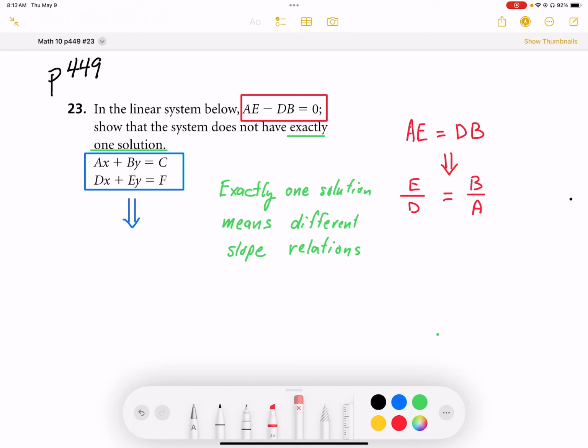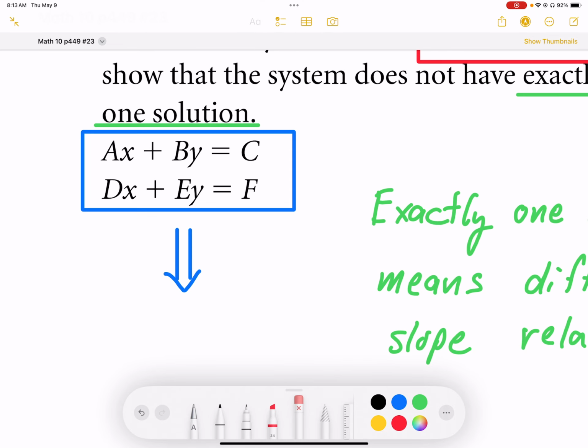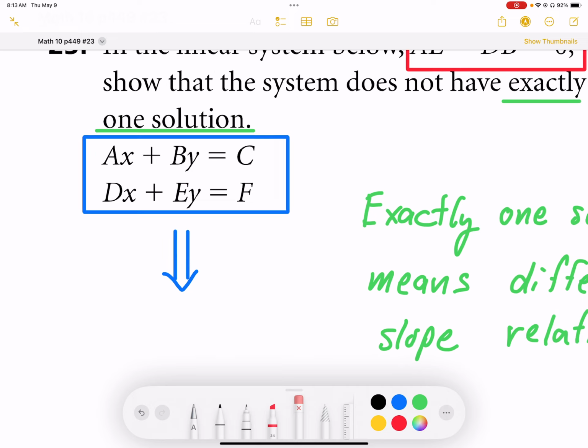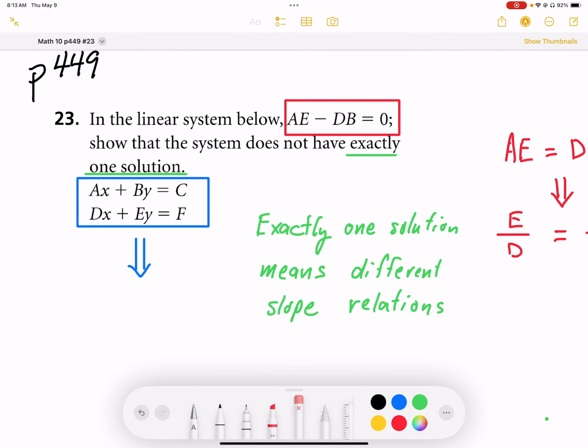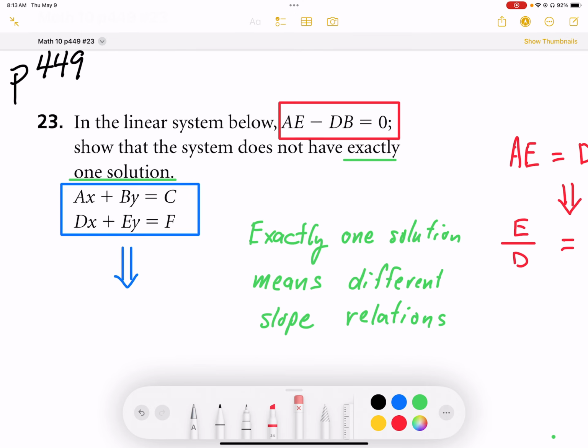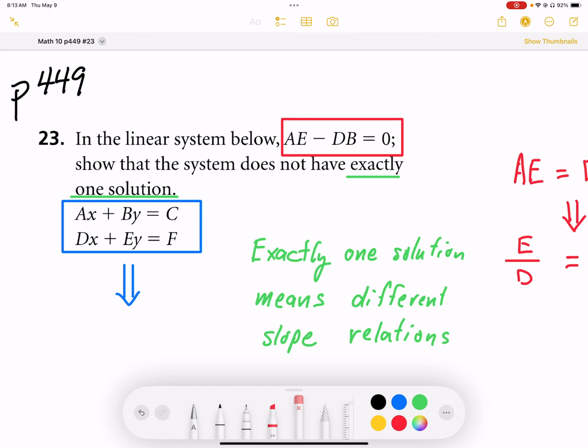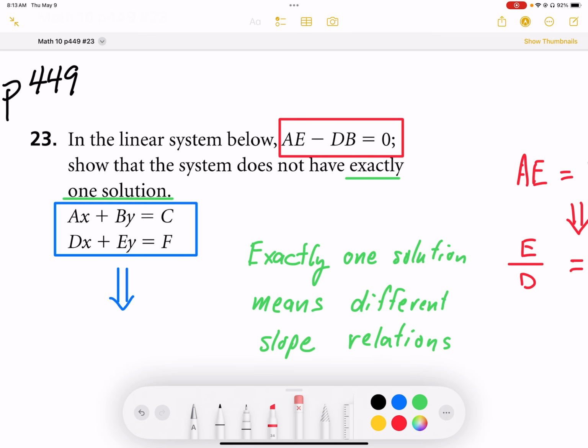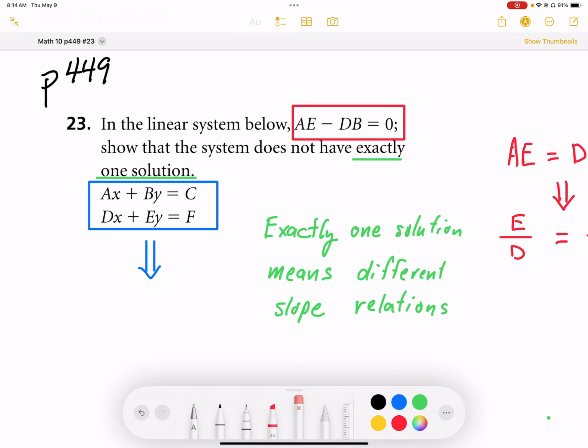Question number 23 on page 449 gives us a linear system, which is ax plus by equals c and dx plus ey equals f. So it's all in variable terms. And they give us this bit of information here that a times e minus d times b equals 0. It asks us to show that the system does not have exactly one solution.